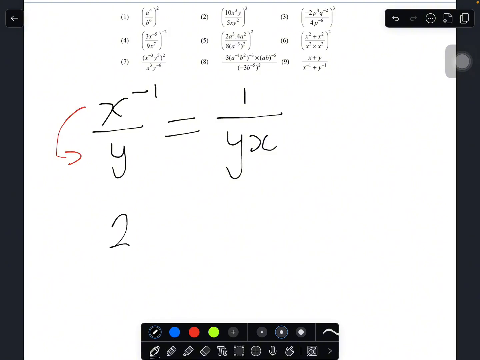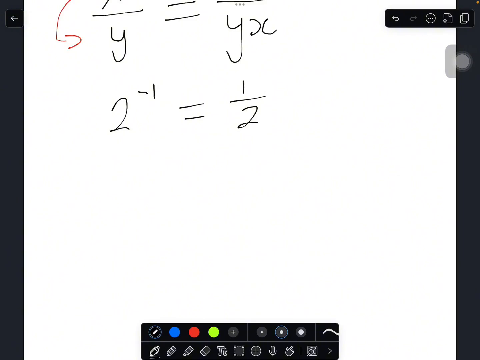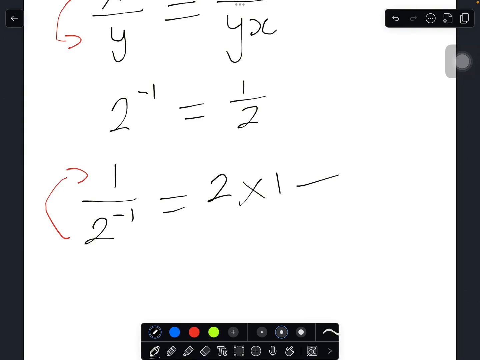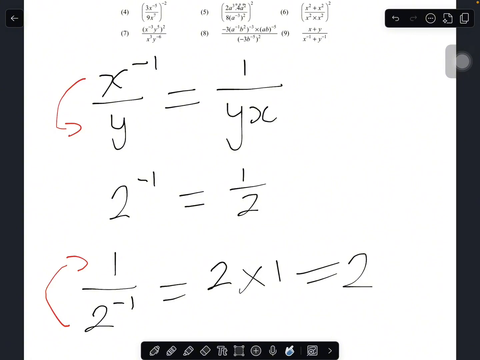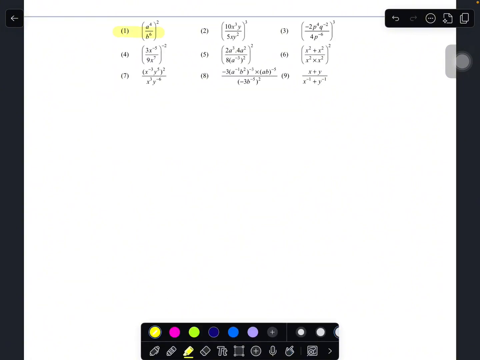Or if we had an actual number, if I had 2 to the power negative 1, it equals a half. Another example of this is if I were to have, let's say, 1 over 2 to the negative 1, now this 2 is going to flip to the top and we're going to multiply it. So I'm going to have 2 times 1 on the top, and that's just going to equal 2. So I hope you guys understand that about negative exponents. This first question is dealing with the fractions.